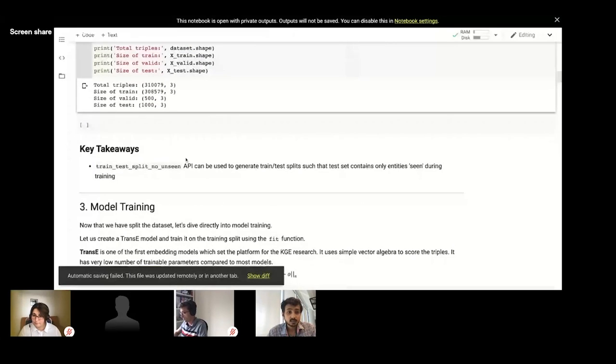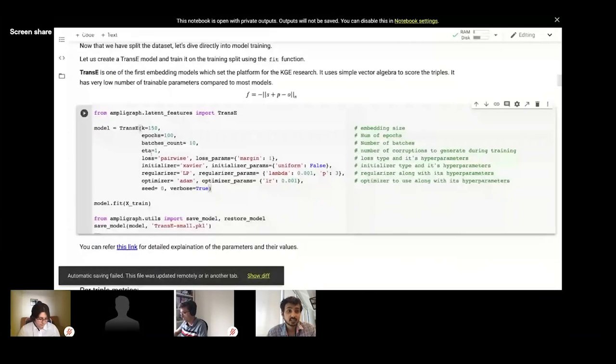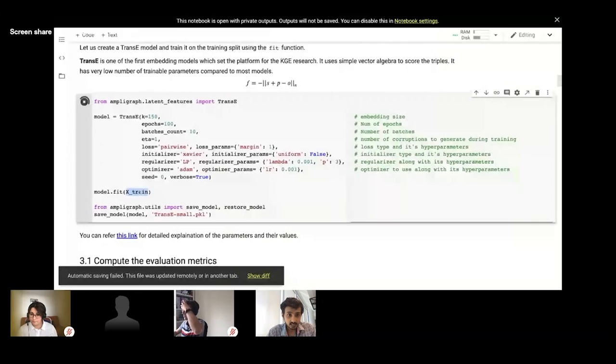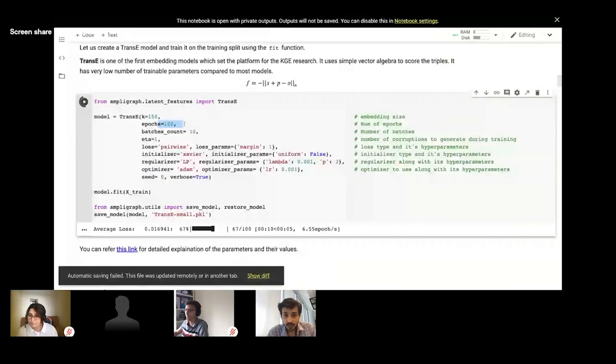Now, as Luca mentioned, one of the earliest and simplest models in the knowledge graph community is the TransE model. So let's use this for our tutorial, and train this model with the training set that we created. This is our TransE model, and it has a few parameters like k. k specifies the embedding size, so we set it to 150. We train it for 100 epochs, and in each epoch we divide our dataset into 10 batches. So we use batch count instead of batch size.